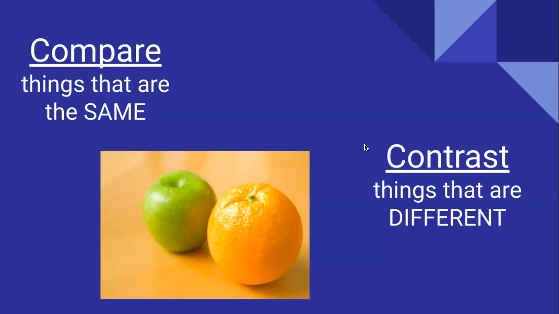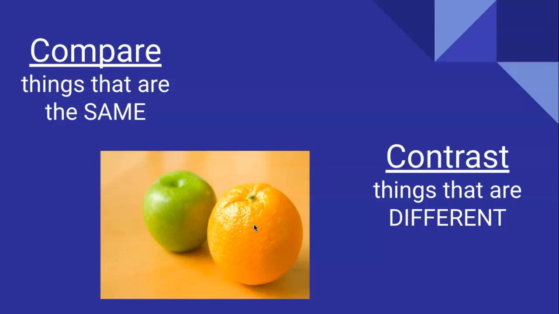So again, I just want to go through the difference between comparing and contrasting. I picked two things, and I put a picture of an apple and an orange, and I want to compare and contrast. What are some things that we can say are the same between an apple and an orange? That they're food. They're both food. More specifically, they're both fruit.